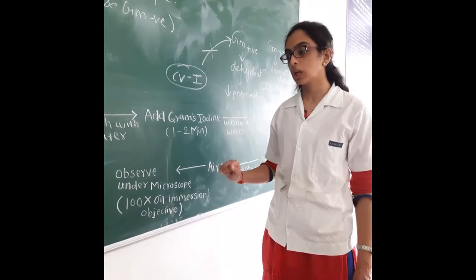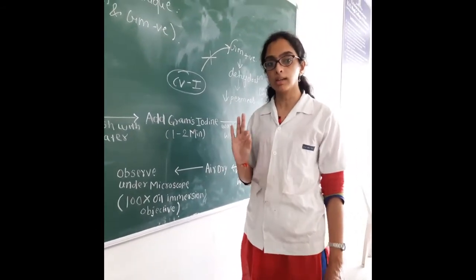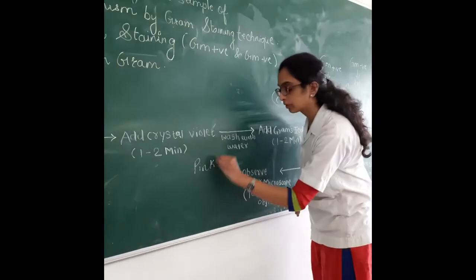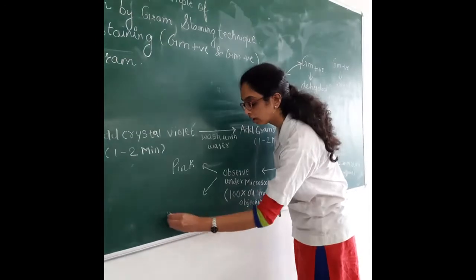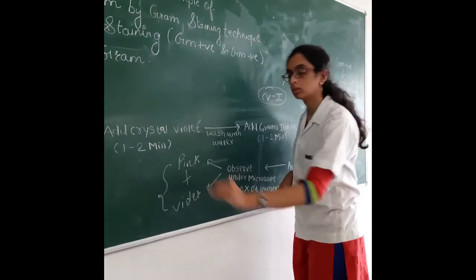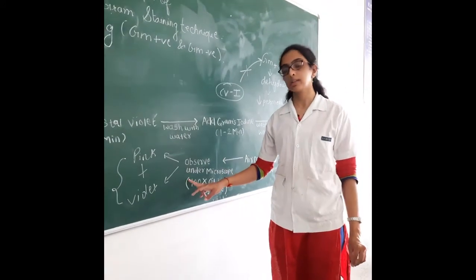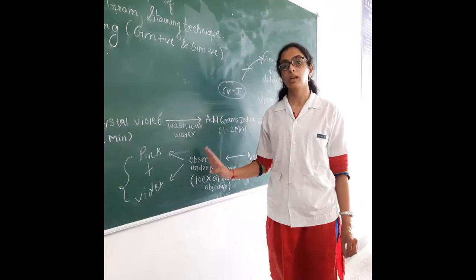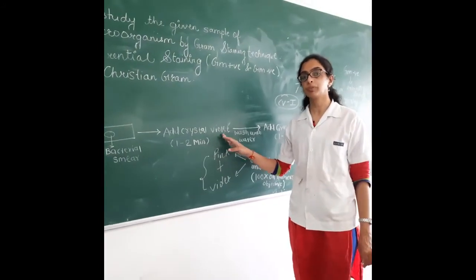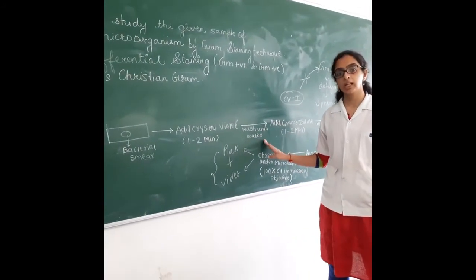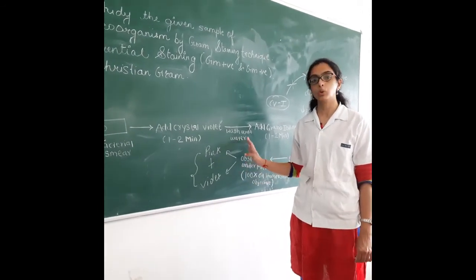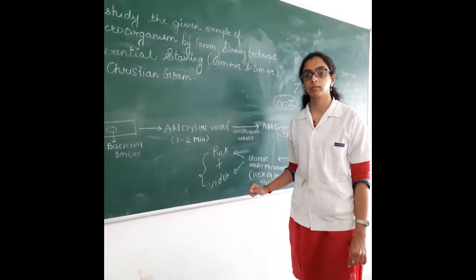So when you observe it under the microscope, you can get three results. Either you will get pink bacteria, or you will get violet colored bacteria, or a combination of both. Okay, so depending on the sample, three results will be obtained. So this was all about how to perform the gram staining. Now we will practically perform it so that you will come to know how to perform the experiment.